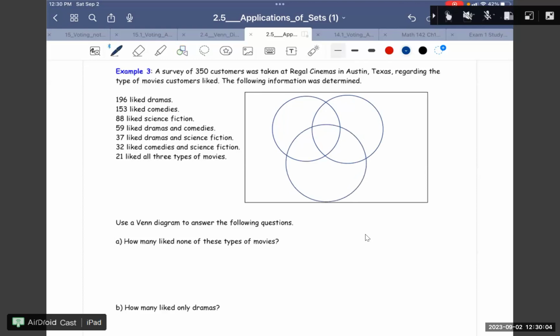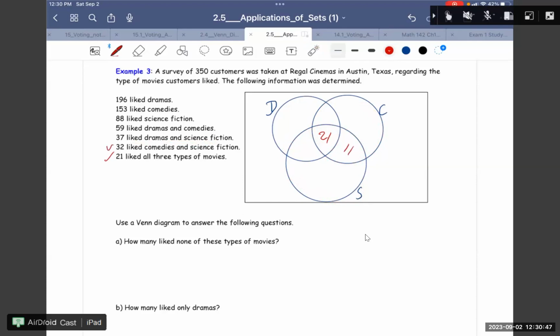Okay, so we have drama, comedy, and science fiction. So 21 people like all 3 of them. 21. Okay. And 32 like comedy and science fiction. So comedy and science fiction, 32. But we have our 21 already. So 32 minus 21. So we have 11.